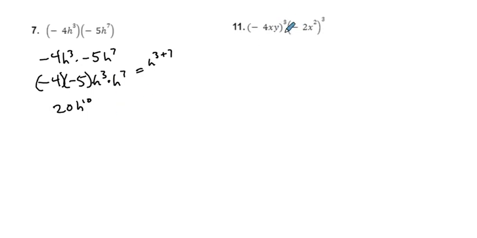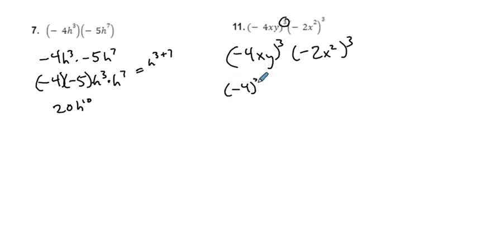All right, and then number 11, we're going to wind up doing this, but first we have to deal with that, right? So I'm going to write this a little bigger so we can show this. We got negative 2x squared to the 3rd power. So that means we're going to have negative 4 to the third power, because my exponent's 1. 1 times 3 is 3.